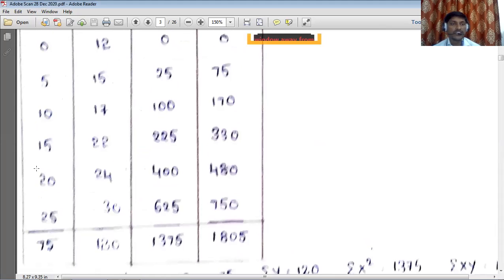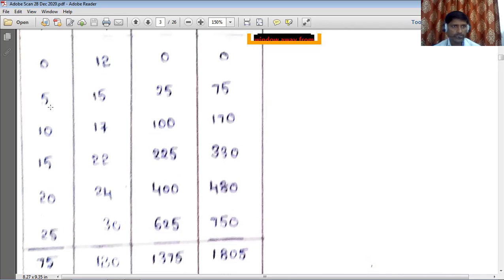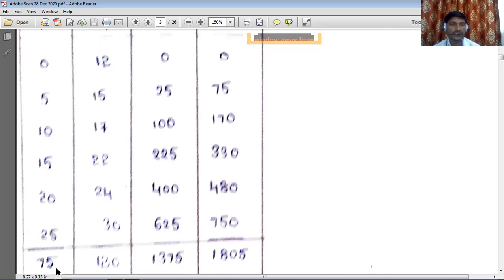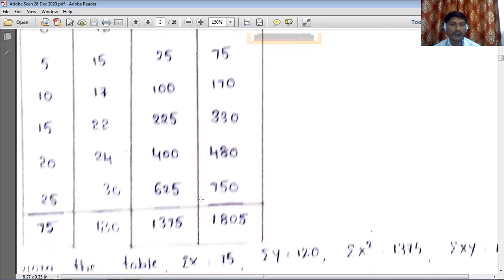See, summation x is nothing but we need to add all these values. Sorry, here it is 5 plus 10 is 15, 15 plus 15 is 30, 30 plus 20 is 50, 50 plus 25 is 75. Like this we need to add all these values, and so we got the values here.